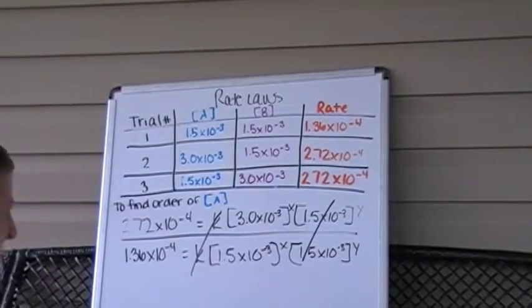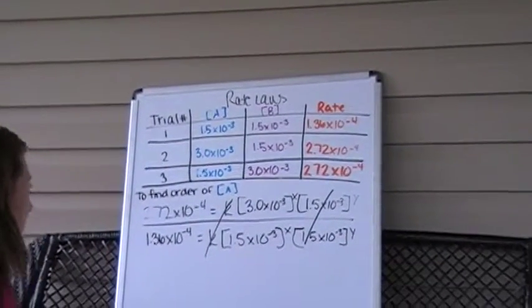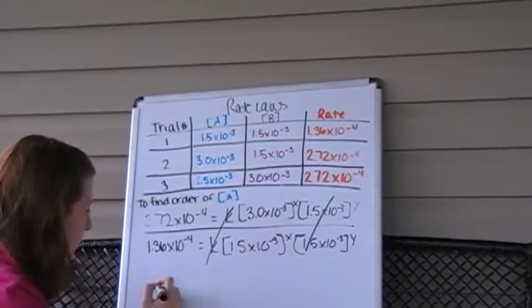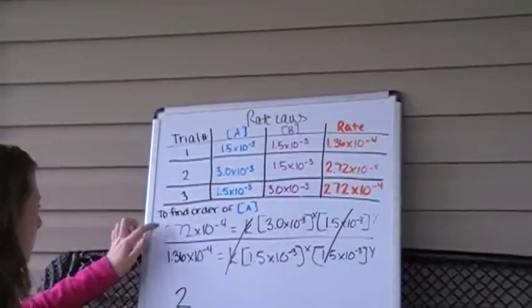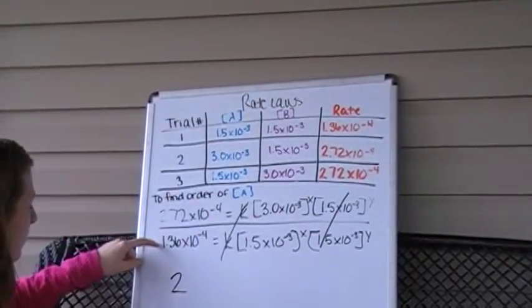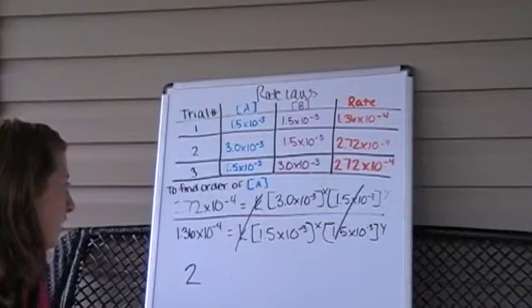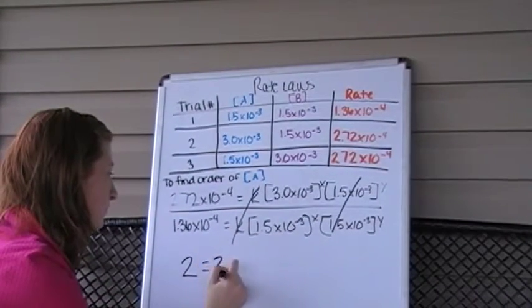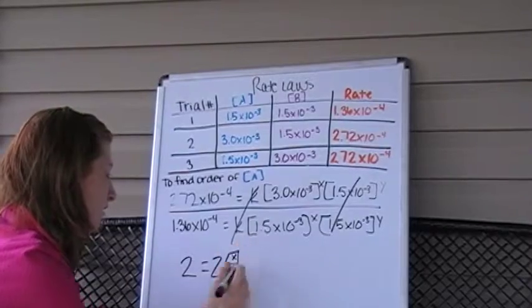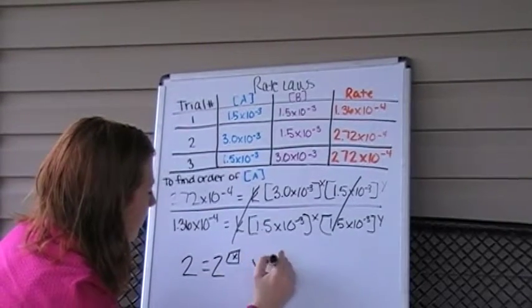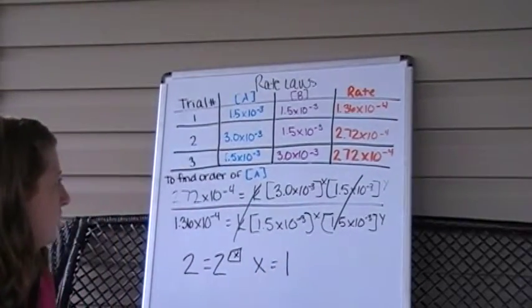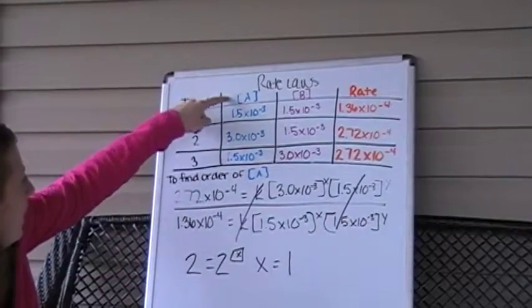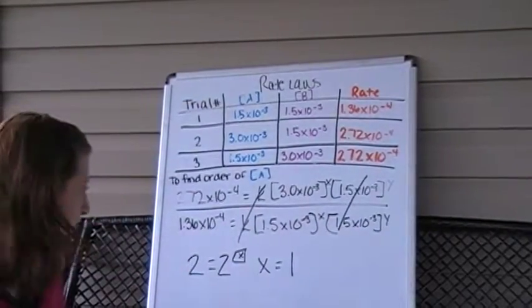So this would equal 2.72 times 10 to the negative fourth divided by 1.36 times 10 to the negative fourth, and this would equal 2 to the X. So your X equals 1. So the order of reactant A would be a first order reaction.